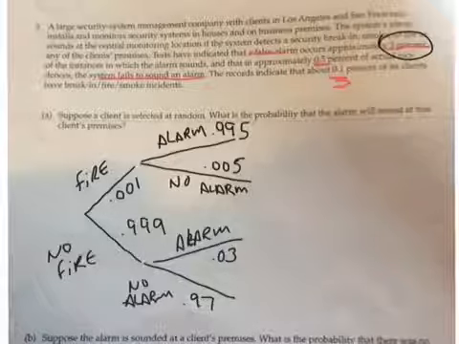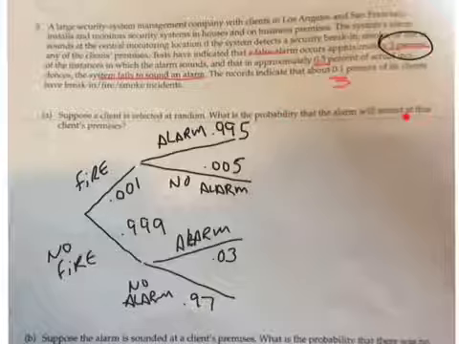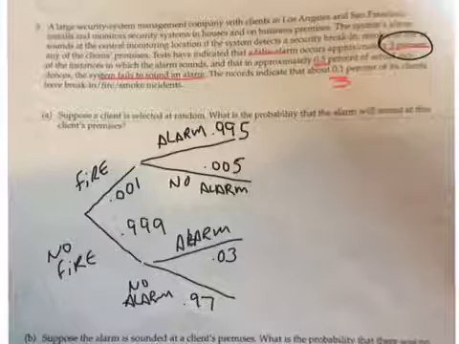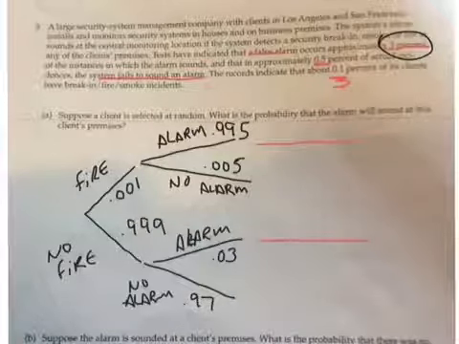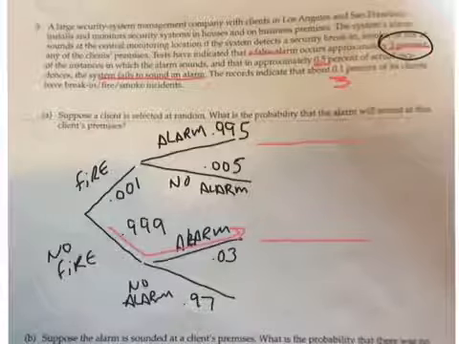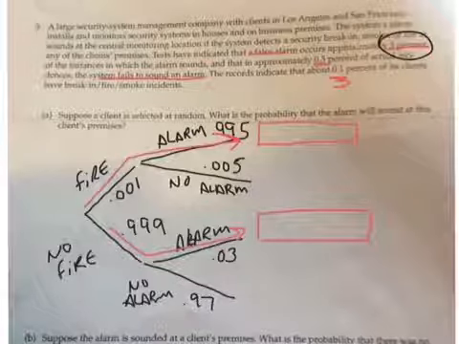Okay, but what's the question again? Suppose a client is selected at random. What is the probability that an alarm will sound at his premises? Well, what are the 2 places where an alarm sounds? Well, it's this branch, right? And this branch. So I would multiply these 2 things together to get this result. And I would multiply these 2 things together to get this result. And what is that result?